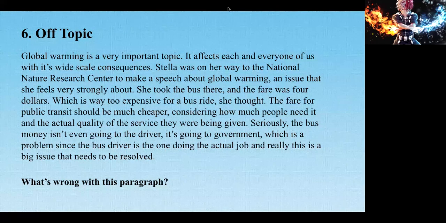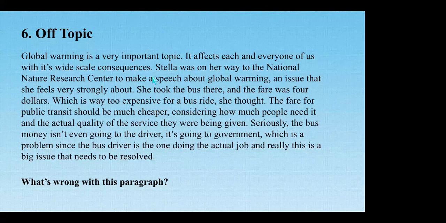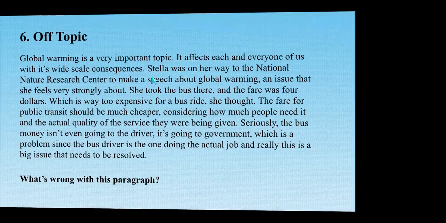Okay. So how do we fix it? So we just need to stay with the topic, right? Yeah, exactly. And also after reading this paragraph, someone who's not that invested might end up thinking that your paragraph is about the bus fare. Maybe that's the point of this paragraph, right? But it's not. You're trying to talk about global warming, right?